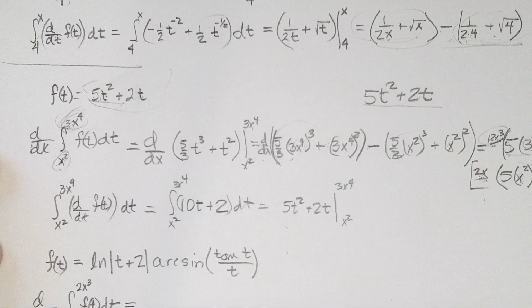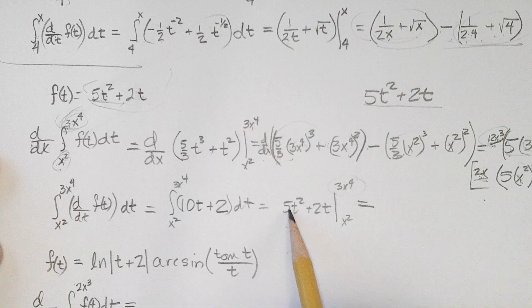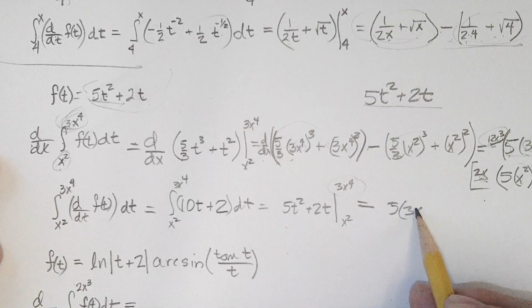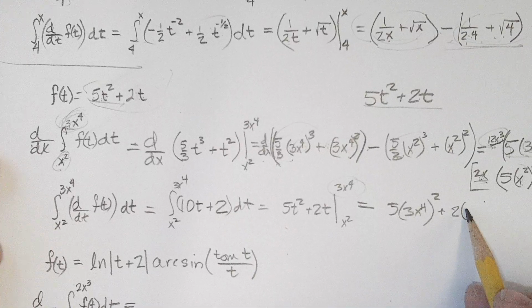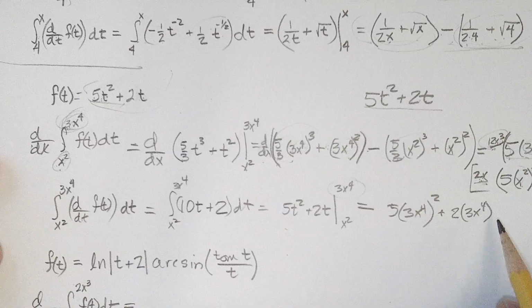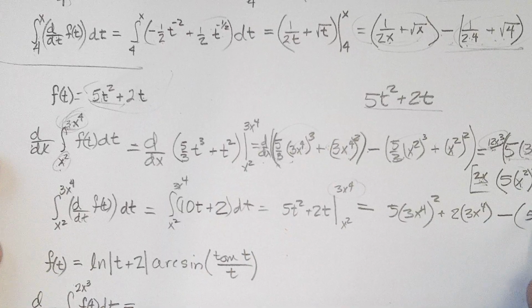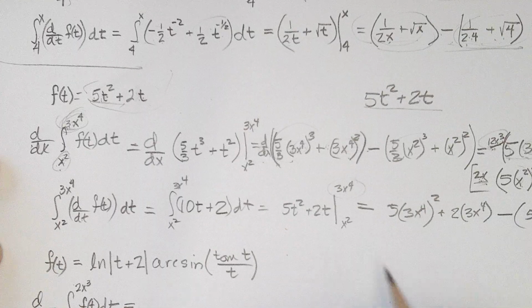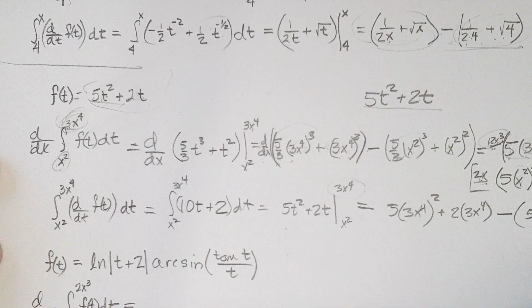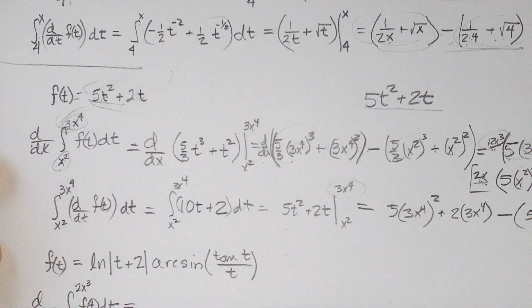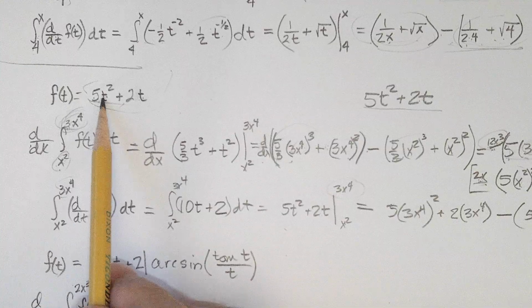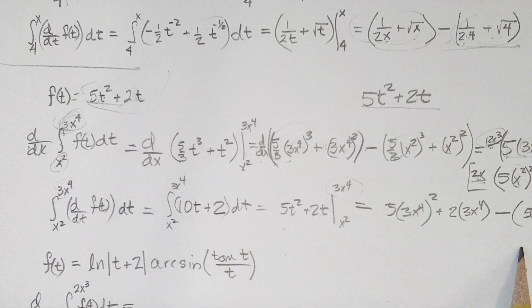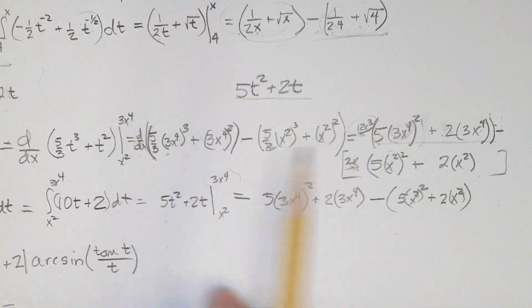to the fourth. And so I get this put in for the t, 5 times 3x to the fourth squared plus 2 times 3x to the fourth, minus x squared put in there, so I've got 5 times x squared squared plus 2 times x squared, and I get just this put into the t's, and then minus this put in for the t's. And that one is pretty straightforward.